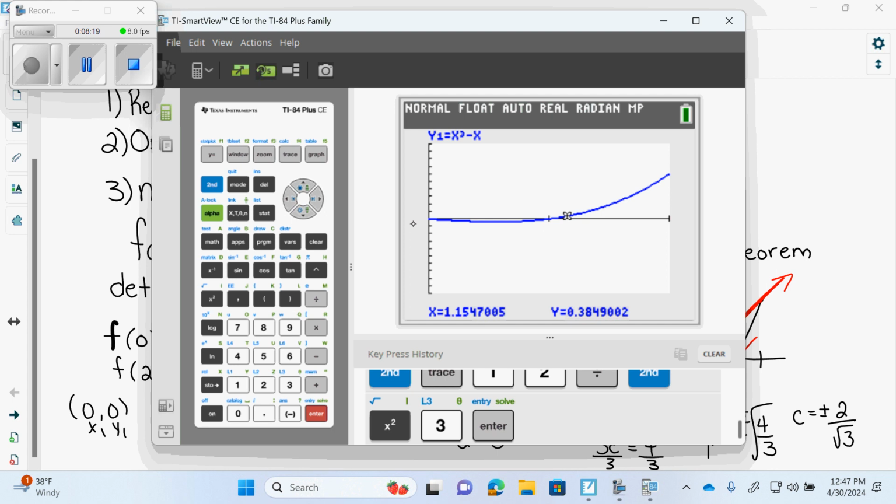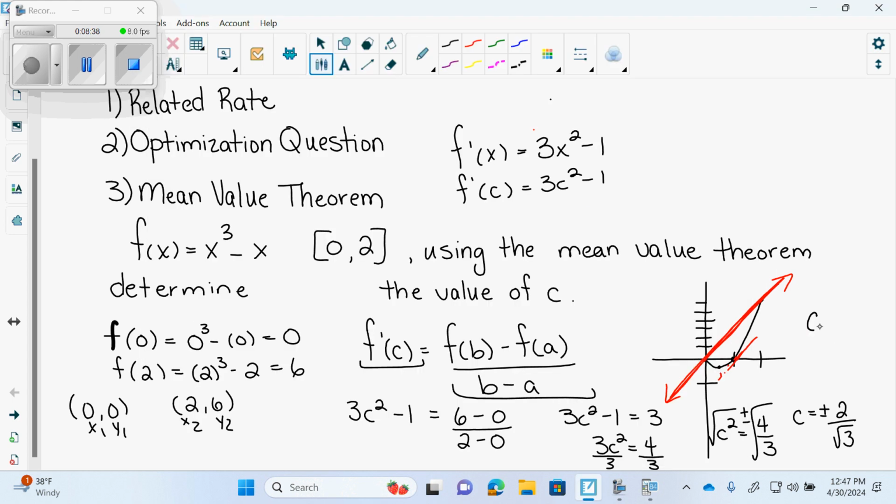Not only could I draw this thing. So I have this slope, and if I draw a tangent slope on this dot right here, it's actually running at the exact same slope as that. That's the c value we're trying to find for the mean value theorem. Okay? So our answer is c equals 2 over root 3, and then c equals negative 2 over root 3.